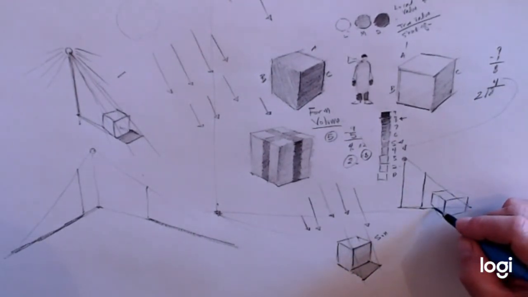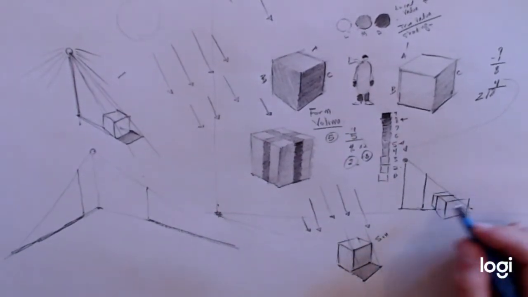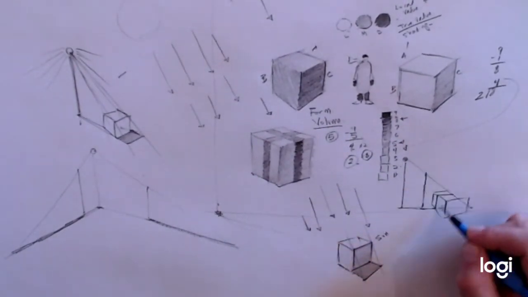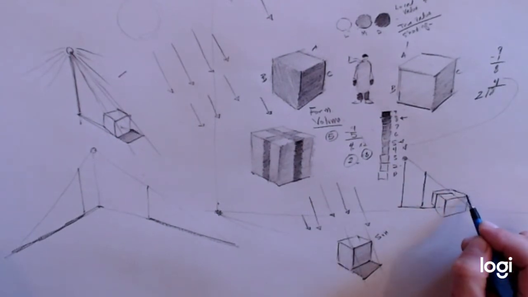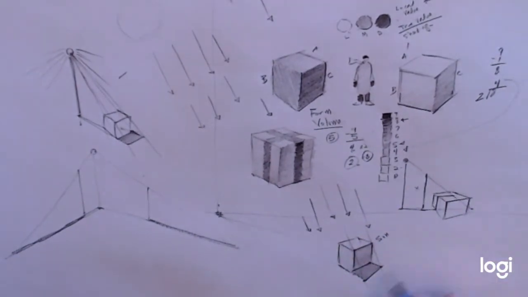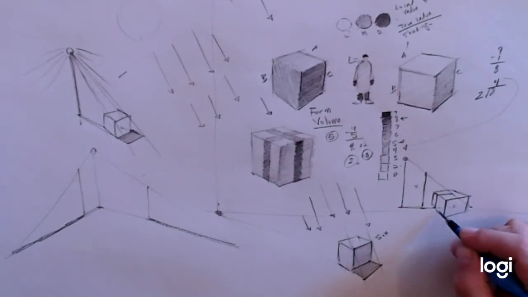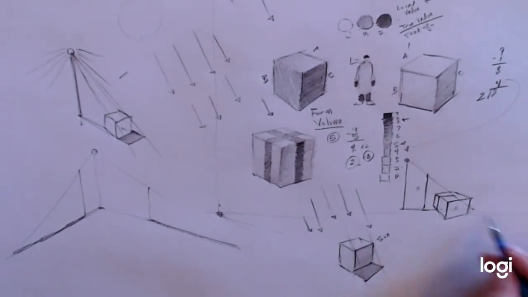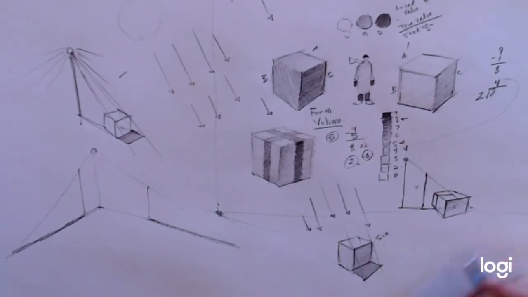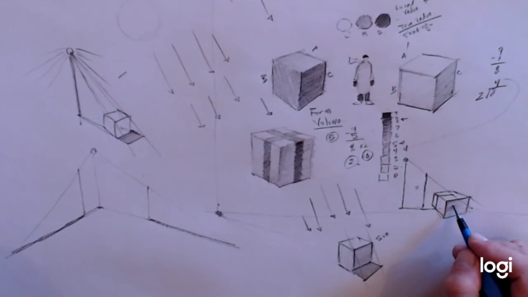And now from where this hits the ground, it'll go up. And then where this hits the top surface, it'll go over. Okay? So now we can cast a shadow of this guy onto here. And we can cast a shadow of this guy onto the ground.